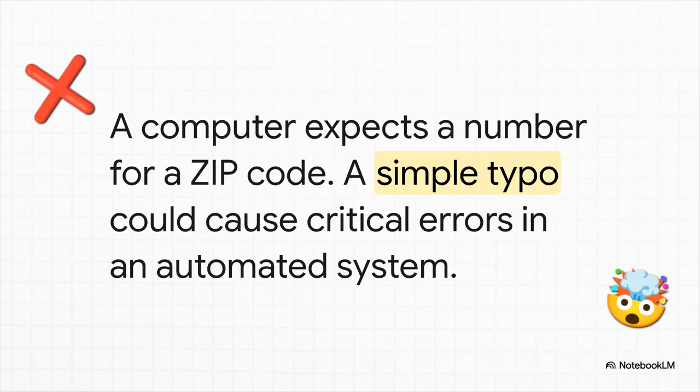And here you go. This is exactly what that chaos looks like. Someone has literally typed out the zip code as a word. Now, for you or me, that's a pretty easy mistake to catch. But for a computer, one that's expecting a number so it can calculate shipping, that's a critical system-breaking error. This is where we absolutely need a guardrail. We need a set of rules to make sure this can't even happen in the first place.